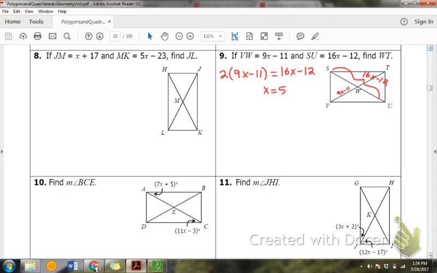Well, isn't VW the same as WT? Yeah. So if I plug x into VW, that's 45 minus 11, 34. So WT is 34.